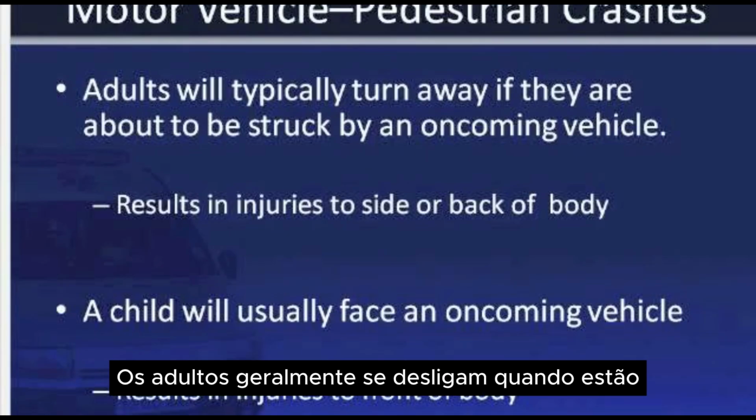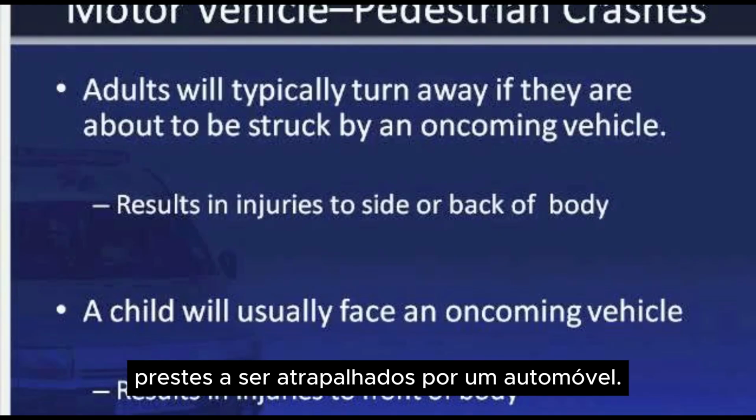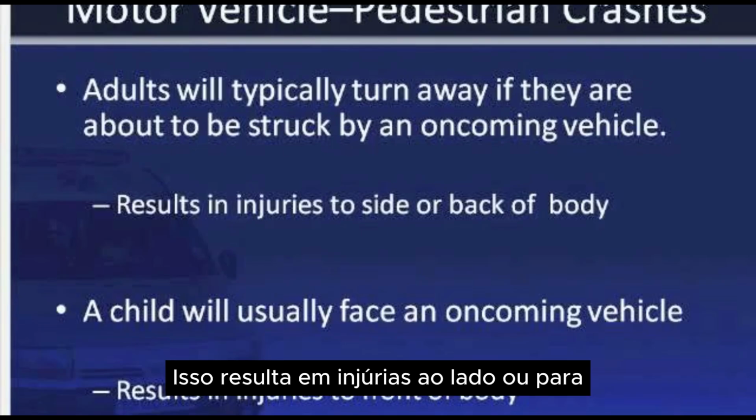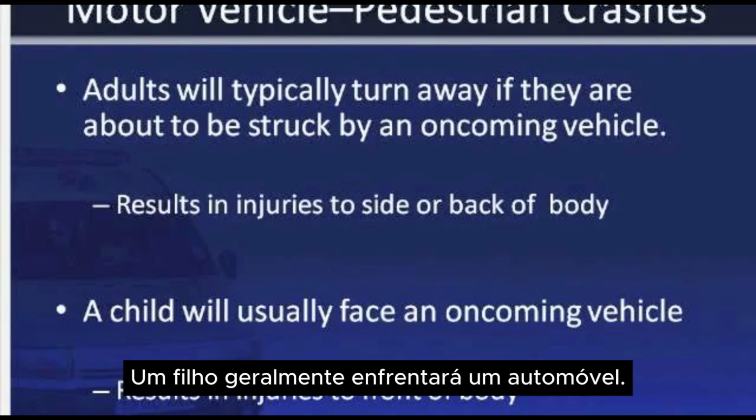Adults will typically turn away if they are about to be struck by an oncoming vehicle. This results in injuries to the side or back of the body. A child will usually face an oncoming vehicle. This results in injuries to the front of the body.